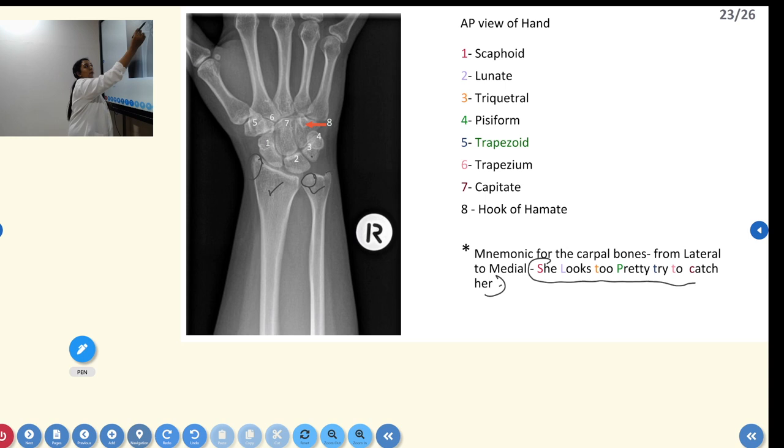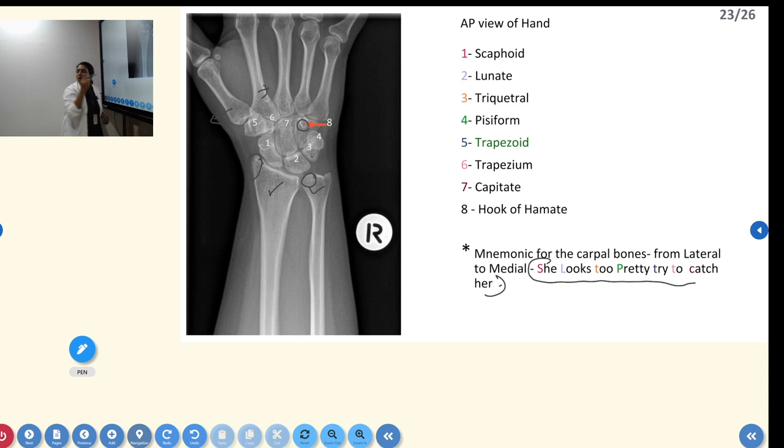Now we have 5, that is trapezium, then we have trapezoid, capitate and hamate. This arrow points towards one of the features of the hamate, which is the hook of the hamate, facing anteriorly. Now we have named all the carpal bones in the proximal and the distal row. What we can see here are the metacarpals. There are 5 metacarpals.